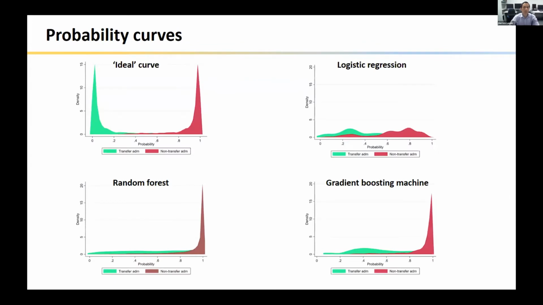Here are our probability curves. As I mentioned earlier, non-transfers were coded as 1 and transfers as 0. Ideally, the curves should look like the one in the top left corner, where non-transfers, which was coded as 1, should peak around 1, as shown by the red area, and transfers, which coded as 0, should peak around 0, which is shown in green. Logistic regression had the worst curve, as shown in the top right corner. Random forest and gradient boosting machine had good probability distribution curves for non-transfers, but poor distribution for transfers. And this is likely due to the class imbalance, where only 14% of the records were for transfers.